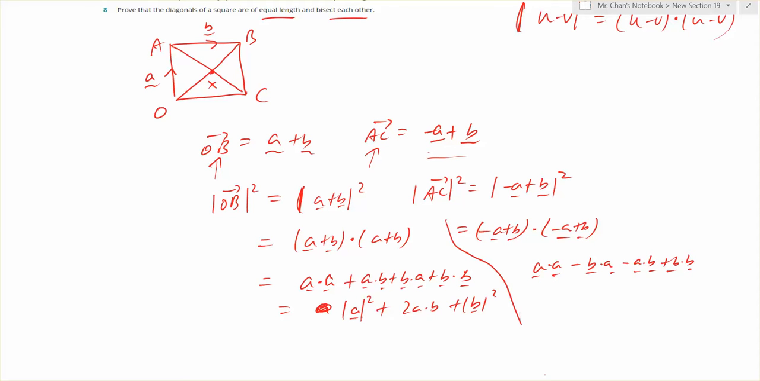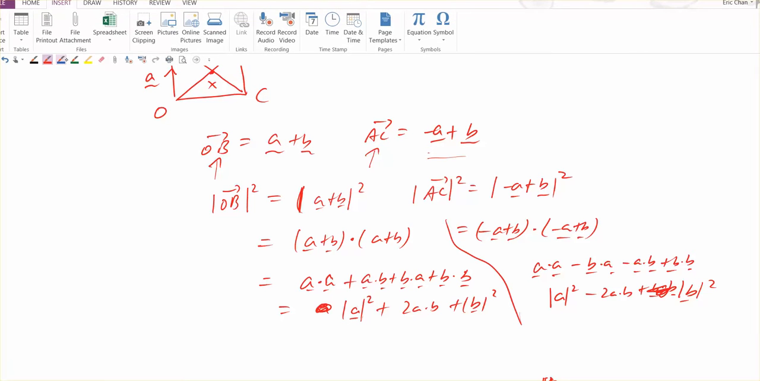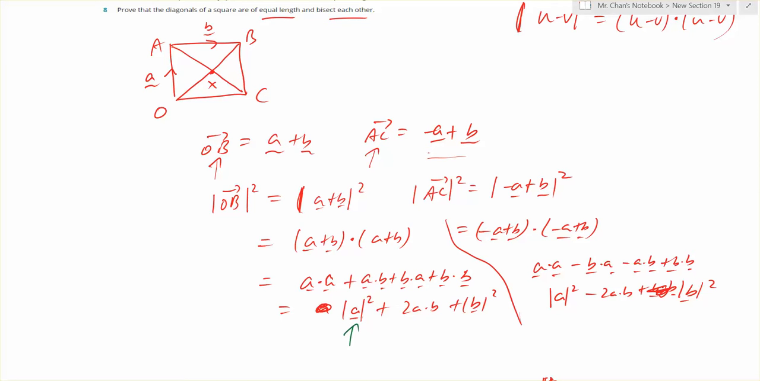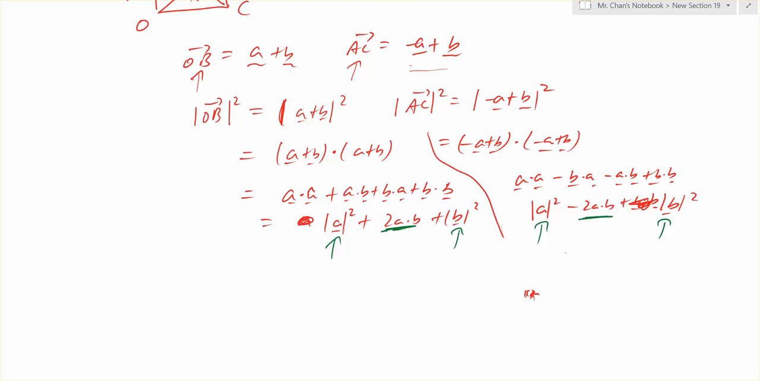Again, we know A dot A is just the magnitude of A squared, minus 2A dot B plus B dot B, the magnitude of B squared. Now, you notice how we've got some elements that are the same, but there's an element that's not. So that element and that element are the same. That element and that element are the same. These elements are different. So how can we prove that these are actually the same squared magnitude?